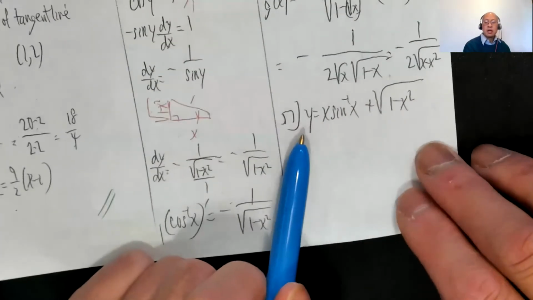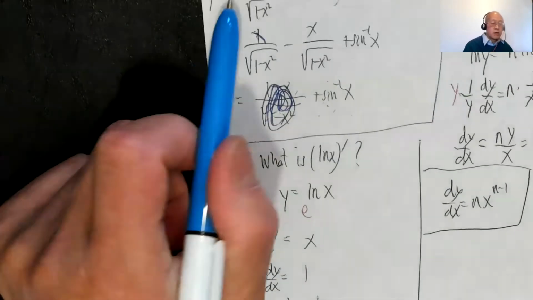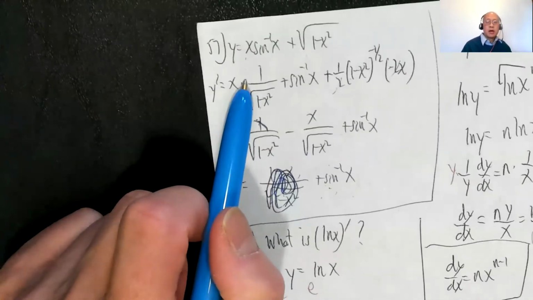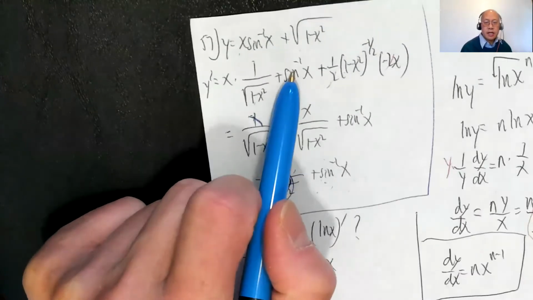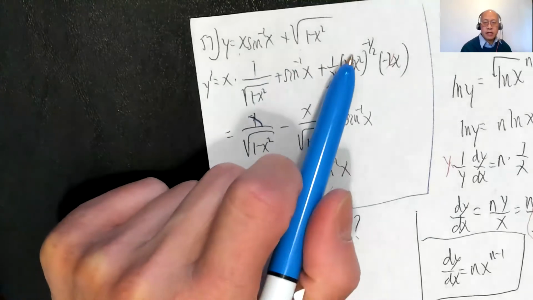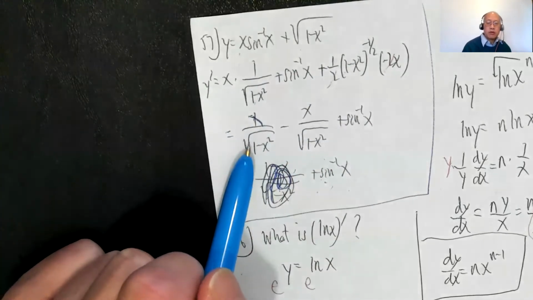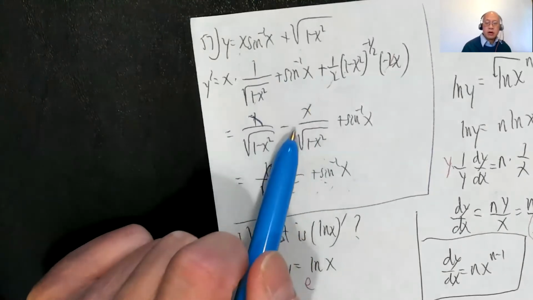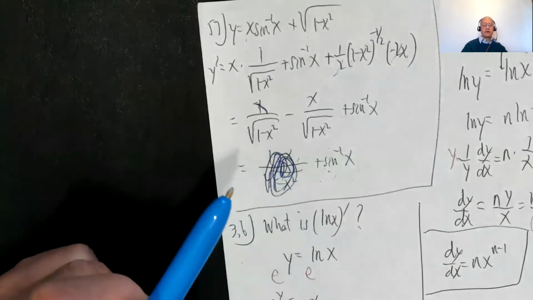And this one, y equals x inverse sine x plus radical 1 minus x squared. So y prime is first times derivative of the second plus second times derivative of the first. Derivative of x is 1. Derivative of this is 1/2 times 1 minus x squared to negative 1/2 times negative 2x. This comes out to be x over radical 1 minus x squared minus x over radical 1 minus x squared plus inverse sine of x. Final answer is inverse sine of x.